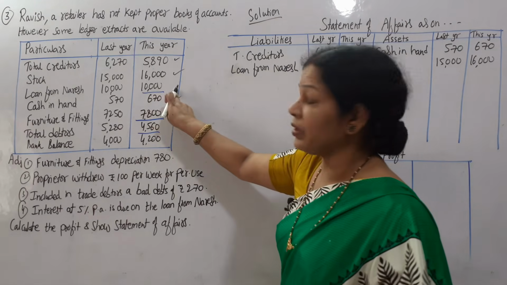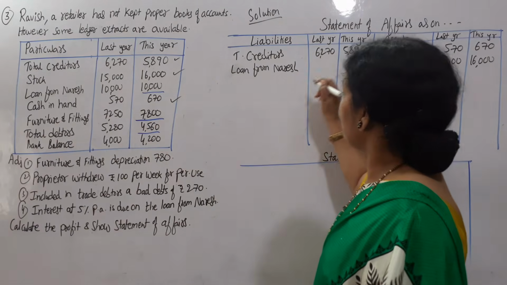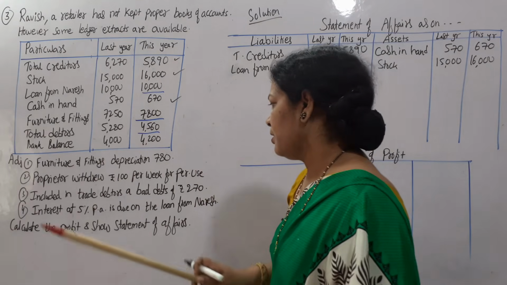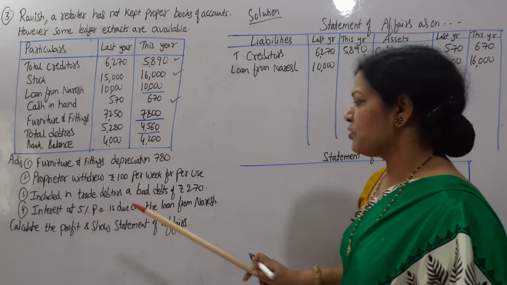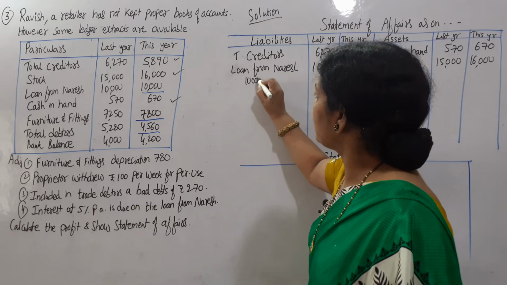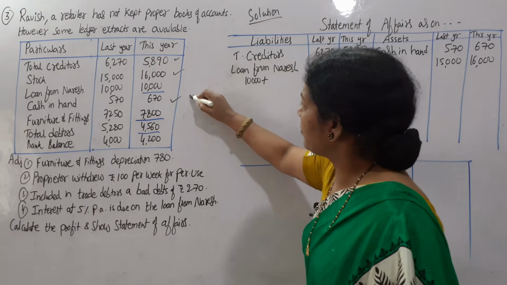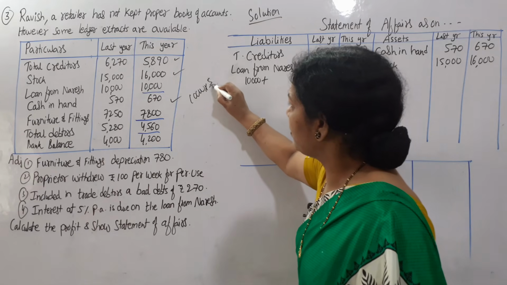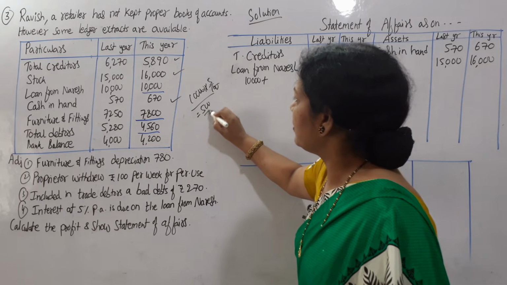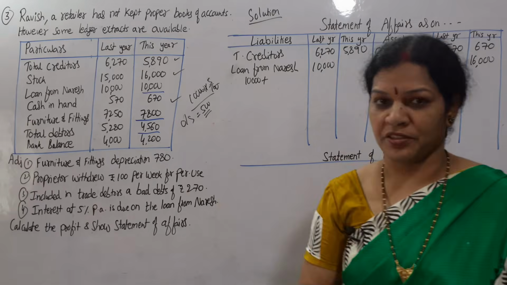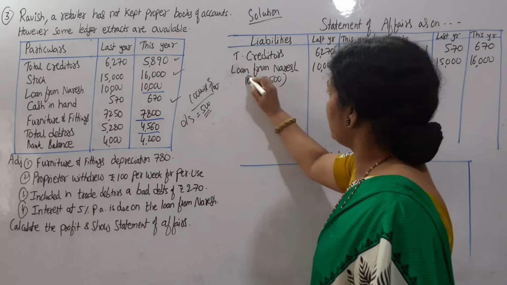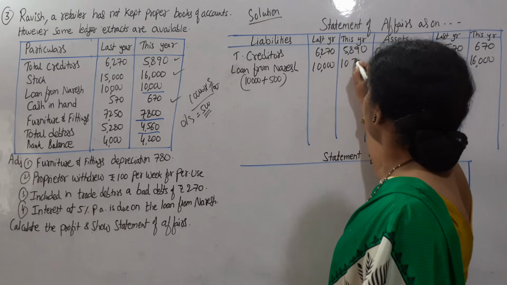There is an adjustment only for this year. Previous year is as it is, 10,000. What is that adjustment? Interest on loan 5% is due. Due means payable. So what will we do? 10,000 plus 5%. 5% on 10,000 means 500. It is 500. 500 is outstanding interest. We have to add. So 10,000 plus 500. It is 10,500 this year.